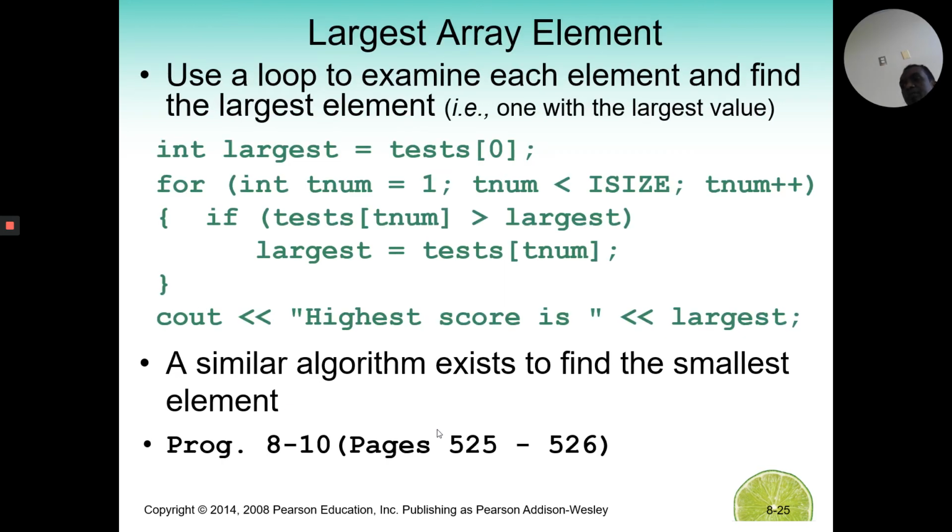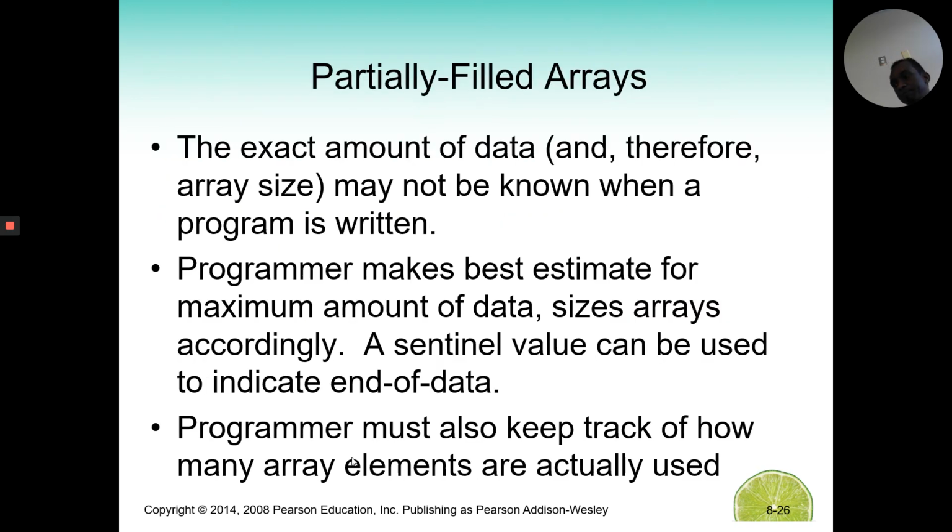Largest array element: use a loop to examine each element and find the largest element. So here you have integer largest equals test at 0, then for int tnum equals 1, tnum less than the size, if tests tnum is greater than the largest, largest equals tests tnum, and then you can print that out. A similar algorithm can be used for the smallest. Look at page 525, problems 8 to 10.